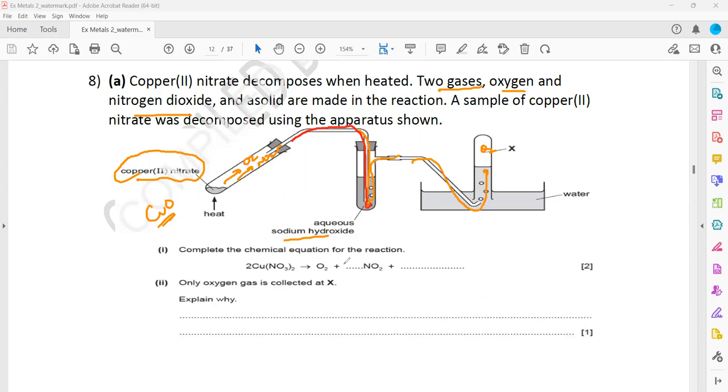So the first part: complete the chemical equation for the reaction. So we have to complete the equation for a reaction here. So copper oxide, and then we have to balance as well. Balance this equation. Copper oxide is there. What will be the coefficients to balance nitrogen dioxide and copper oxide? This 2 is multiplied with nitrogen 2 as well. So 2 multiplied by 2, that makes 4. So when we write a combined equation, it will be 4NO2 plus 2Cu. Is it clear? Yes, sir, clear.